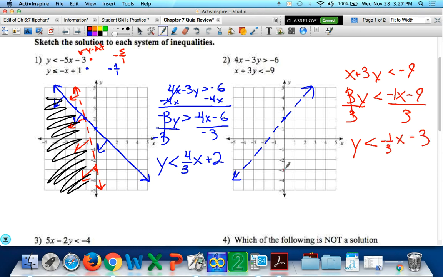So we're going to start this one at negative 3, and we want to have a decreasing slope of 1/3. So we want to rise 1, run 1, 2, 3. Alternatively, we could go down 1 and then 1, 2, 3 to the right. Either one of those works. This one also did not have the or equal to piece, so we need it to be dashed.